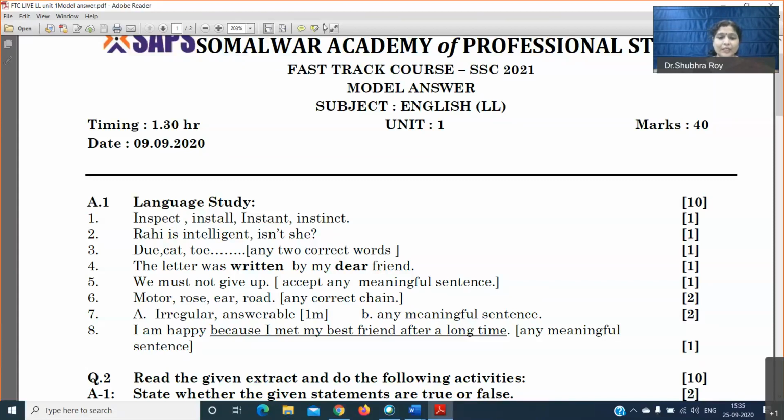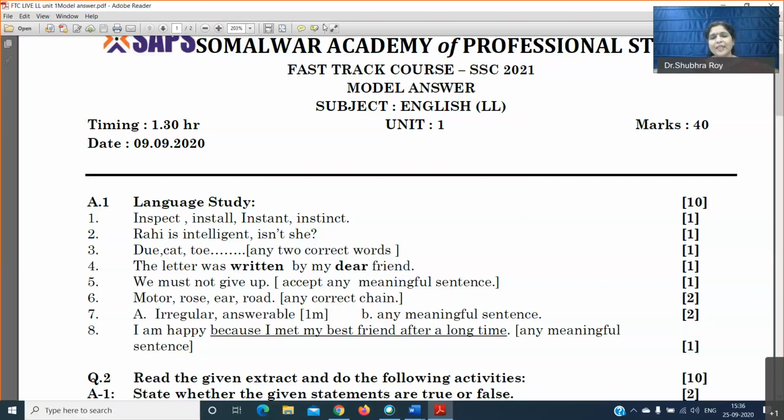This is the correct order that is given here: inspect, install, instant, instinct. Now here you can check, INS is common in everything. Then you will find that INST is common in the second, third, and the fourth word. So in inspect, P comes before T. So we have taken inspect first, then install, then instant, and then instinct.